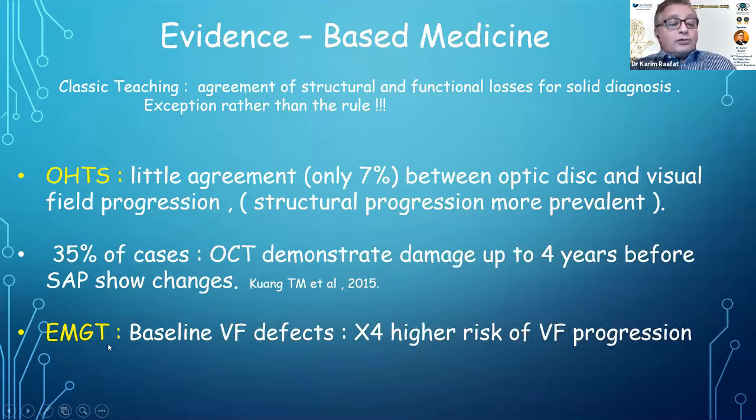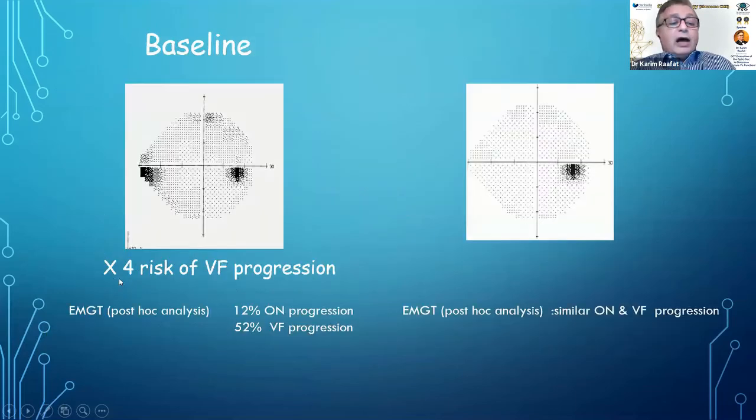And the Early Manifest Glaucoma Trial showed that the baseline visual field defects are very important, because patients with baseline starting defects have a higher risk, about 4 times the risk of visual field progression, than patients with no baseline visual field defects. And here both structural and functional are the same analysis.